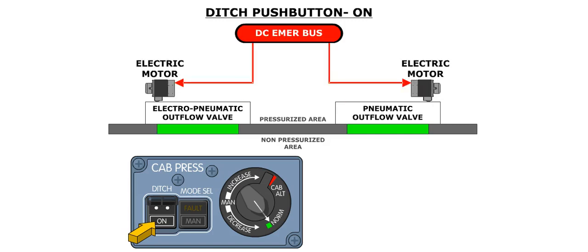In the ditch mode, 2 electric motors maintain both outflow valves in the closed position. There is one motor for each outflow valve. Both motors are powered by the DC emergency bus.